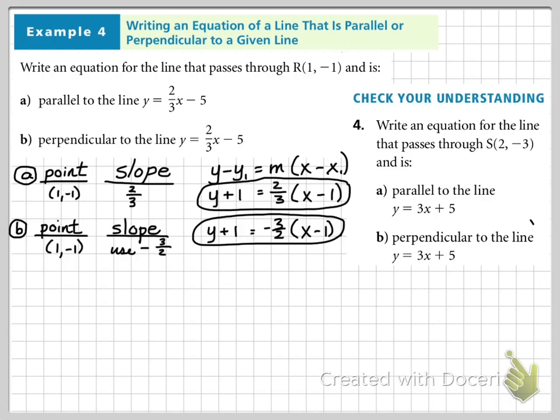Here's another question for you to work on. Check your understanding. Try it as practice. And then I want you for homework to do page 372, numbers 4 to 14.